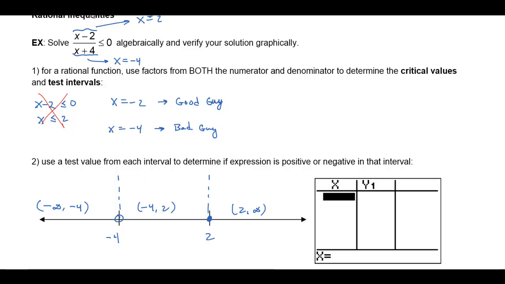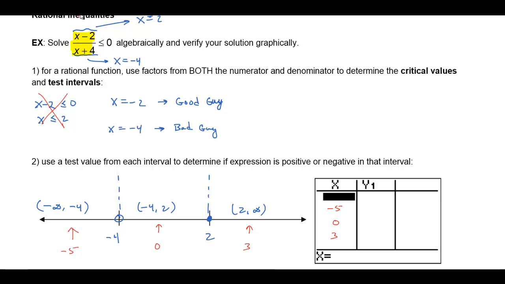Now I'm going to choose a test point from each of these intervals, like say negative 5 from this interval, and I could choose 0 from this one. That's an easy one to plug in usually. And let's plug 3 in out of this interval. Okay, so I want to look at negative 5 and 0 and 3, and I am going to want to plug them into this expression up here.